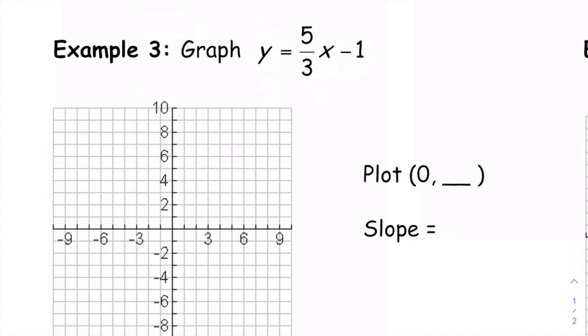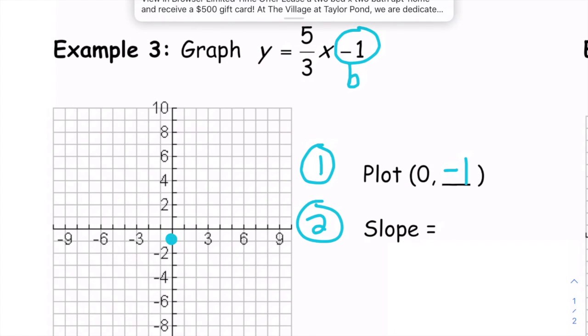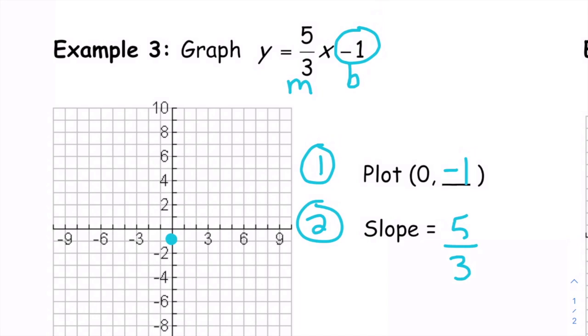Example 3 wants us to graph y equals 5/3 x minus 1. My first step is to find my y-intercept. That's -1. Make sure you take the sign, that negative sign in front with it. So I'm going to plot 0, -1 first. Step 2, I'm going to copy down the slope, which is 5/3. It's already a fraction, so I can easily see the rise over the run. 5 is my rise. I'm going to go up 5. My run means go right 3.